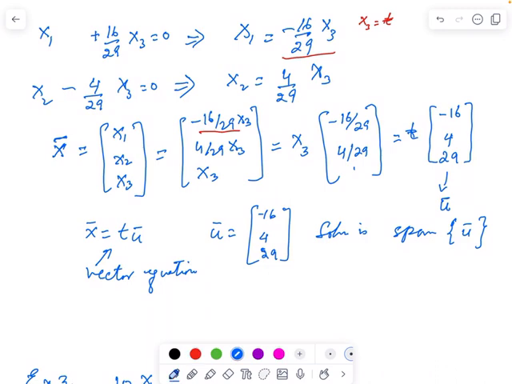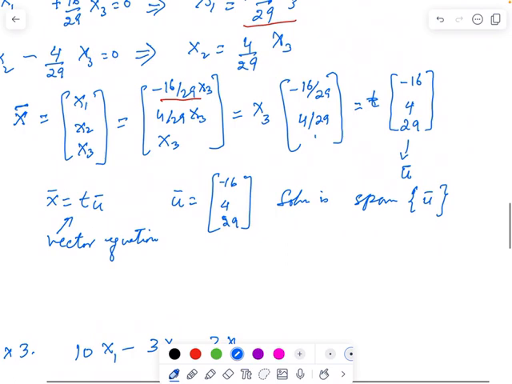Now after doing that, I see that there is x3 in all three places, in all three components. So I can pull out the x3. I am left with, in the first place, negative 16 over 29, in the second place, 4 over 29, and in the third place, 1. So basically that is your answer.